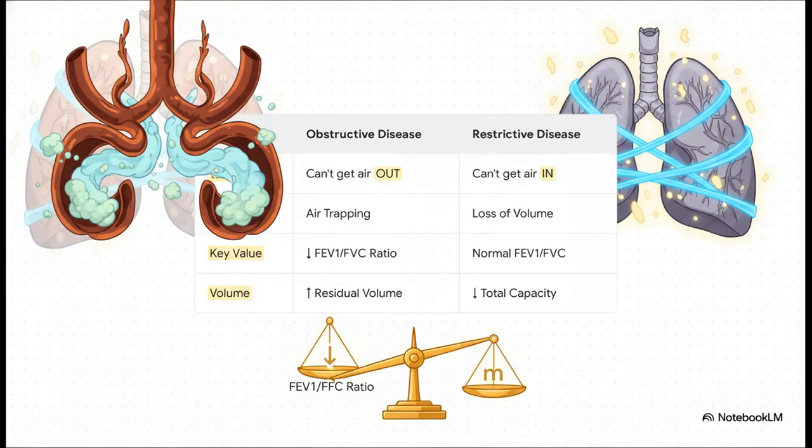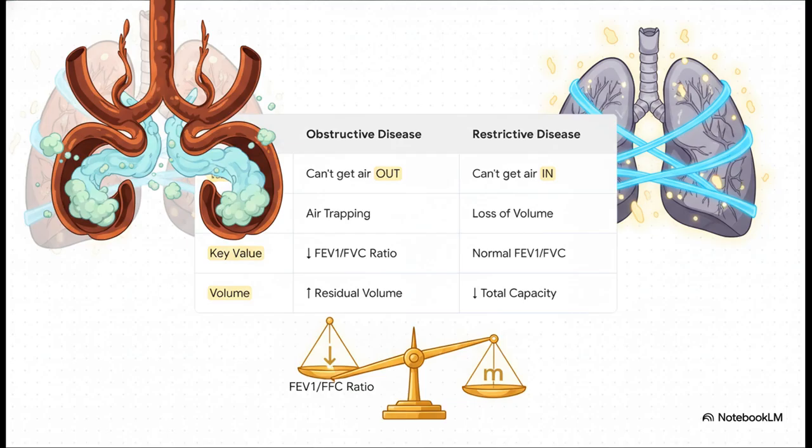So let's break this down mechanistically. Obstructive disease is a problem of getting air out. Think COPD, think asthma. The airways are narrow, air gets stuck inside, and the residual volume goes way up. We call that air trapping. Restrictive is the complete opposite. It's a problem getting air in. The lungs are stiff, fibrotic, so you just can't expand them. You lose total lung capacity.